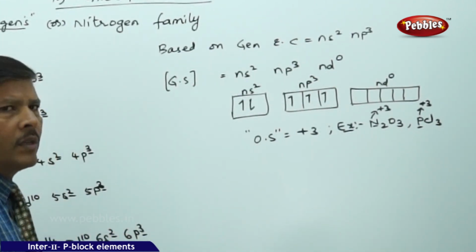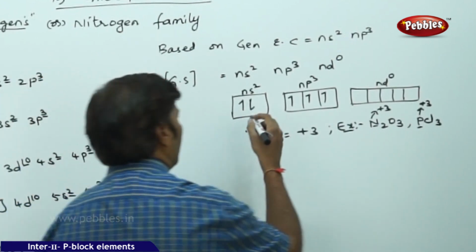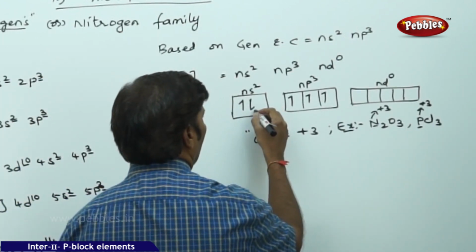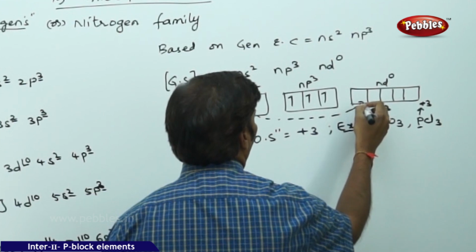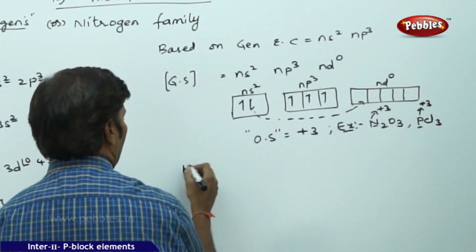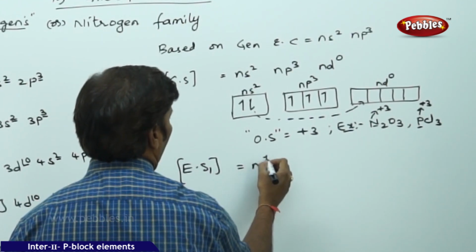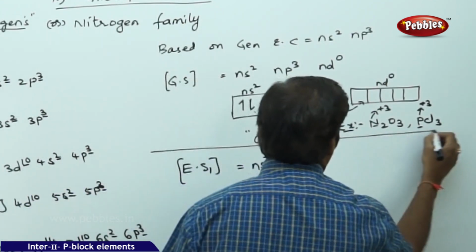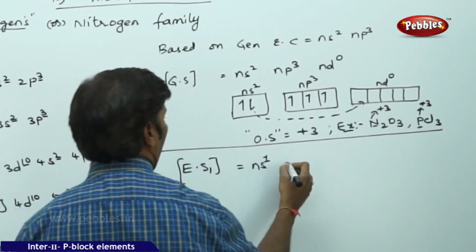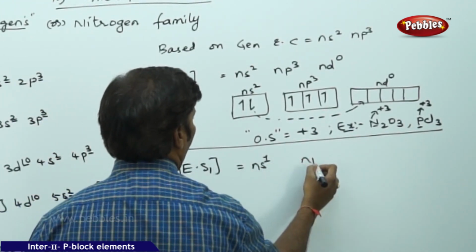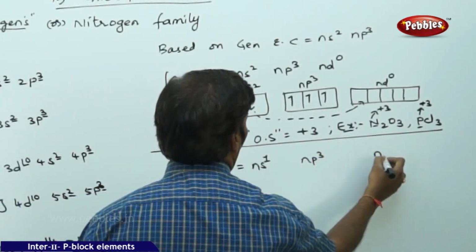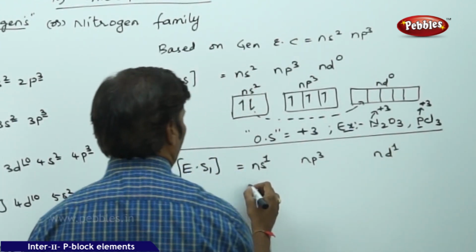Now from the ground state you can promote one of the electrons from the ns orbital to the nd orbital. Under such circumstances you are going to get the excited state 1 configuration. This is ns1, I am just cutting this off now. ns1, this is going to become np3, and this is going to become nd1.